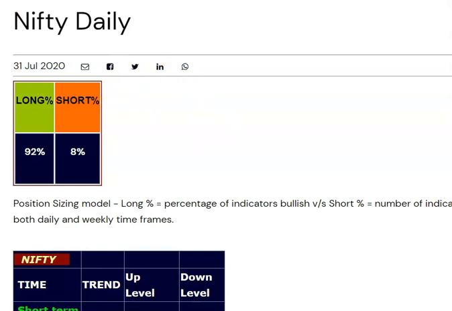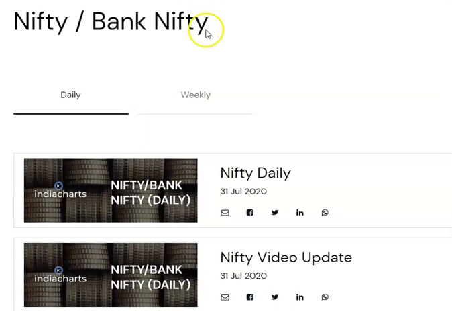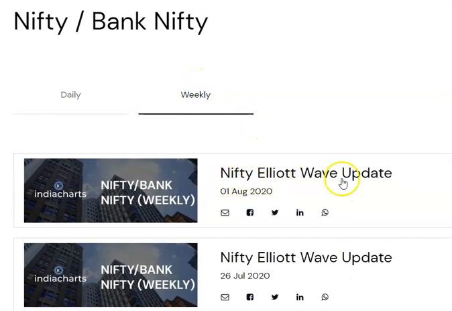Similarly, there's a weekly index update as well. This I publish the weekly update. The Nifty Elliott Wave update is published every Sunday, usually by afternoon or evening, definitely before the night. So you have it before the next day morning, before the market really opens.